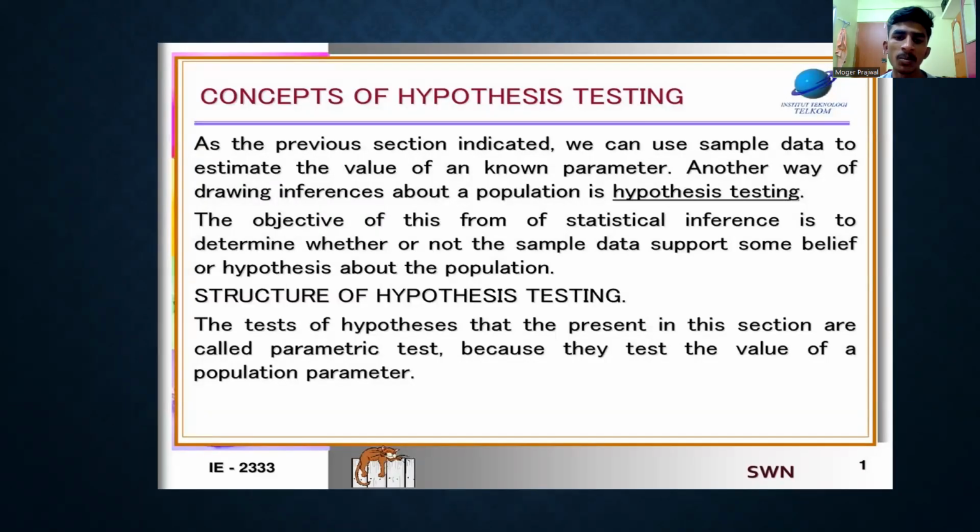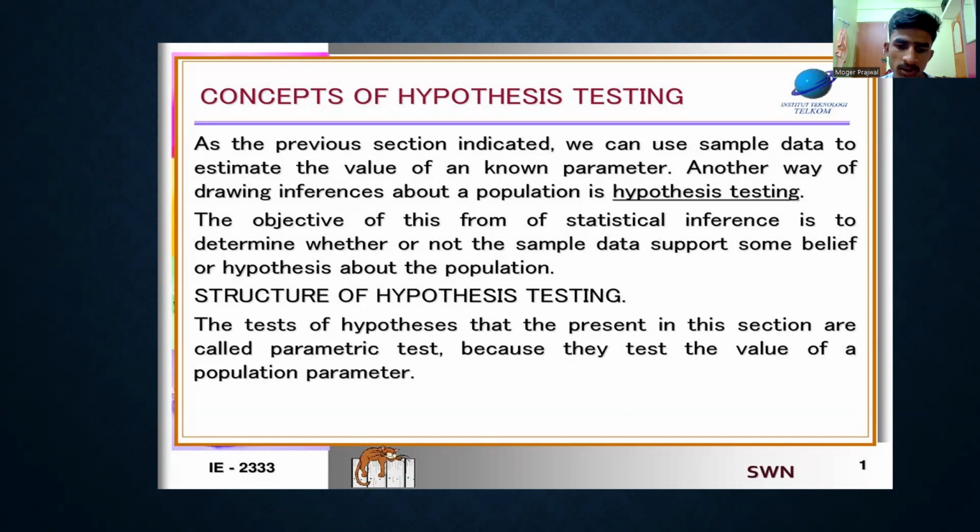After that, I am going to explain some concepts of hypothesis testing. What are the concepts in hypothesis? I explain some simple, small concepts. As the previous section indicated, we can use sample data to estimate the value of a parameter. Another way of drawing inferences about a population is hypothesis testing. The object of this form of statistical inference is to determine whether or not the sample data supports some belief or hypothesis about the population.